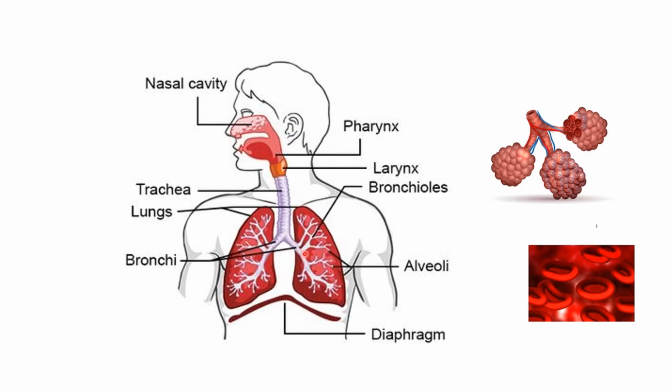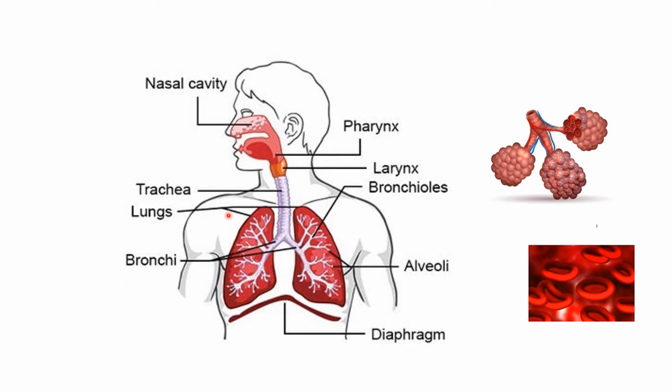And then these bronchi have so many root-like structures called bronchioles. These bronchioles have balloon-like structures called alveoli, and then down the lungs a muscular structure is present which is called diaphragm. So this is all about the diagram.